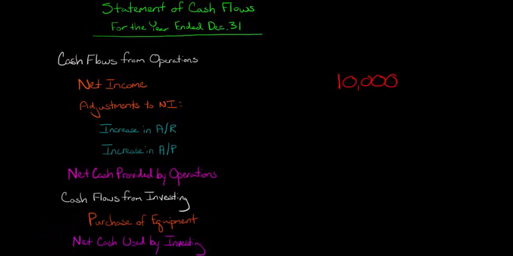Now we need to make adjustments to net income. Why do we do that? Well, like we talked about in the video on cash flow from operations, net income includes a lot of accruals, things that don't have anything to do with cash, right? So we need to back out some of these effects. For example, what's happening with accounts receivable and what's happening with accounts payable. So now let's go back to our accounts.